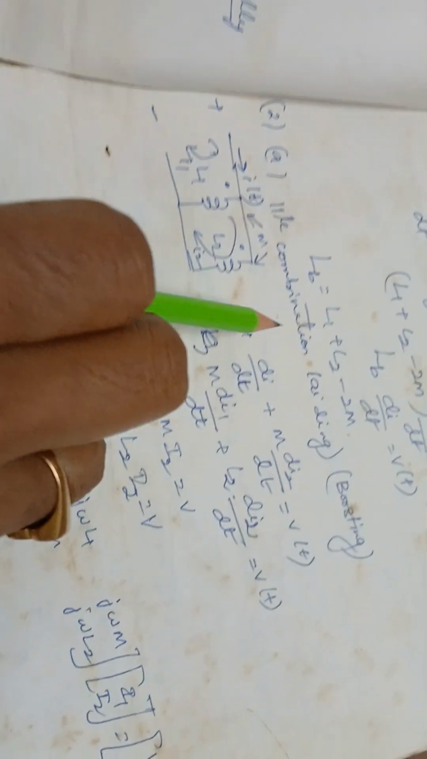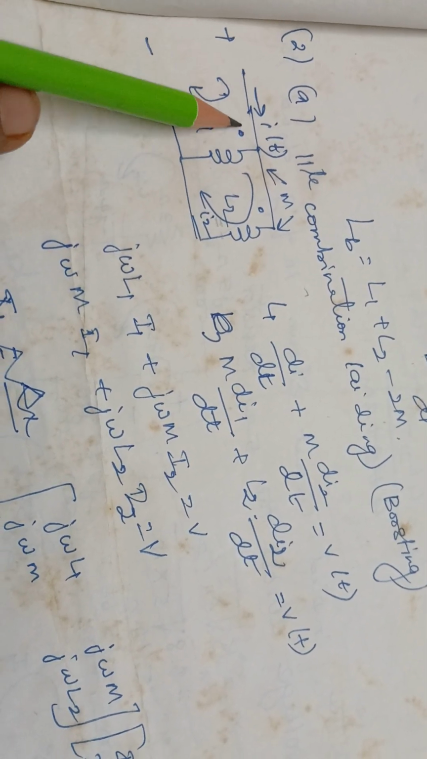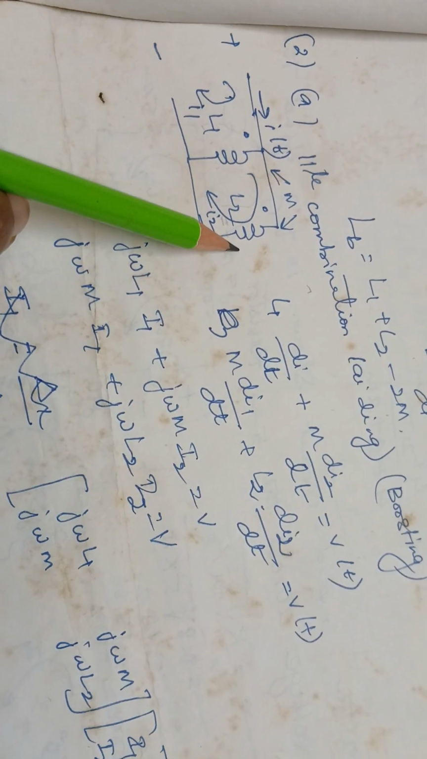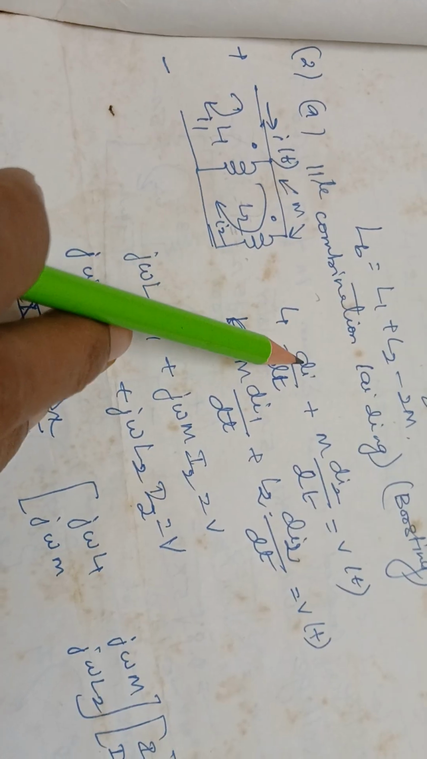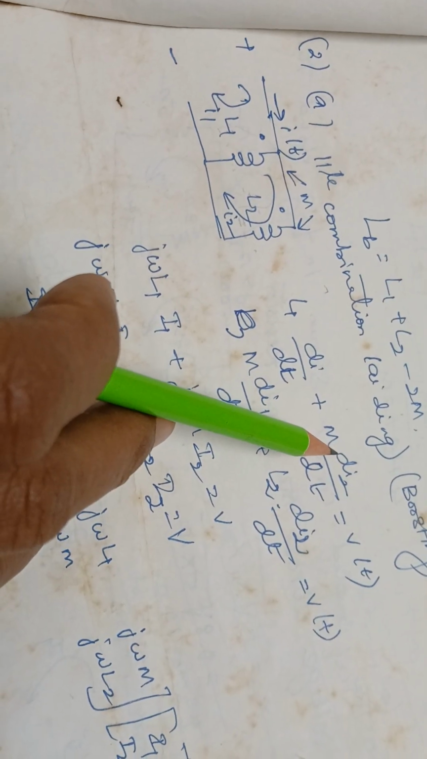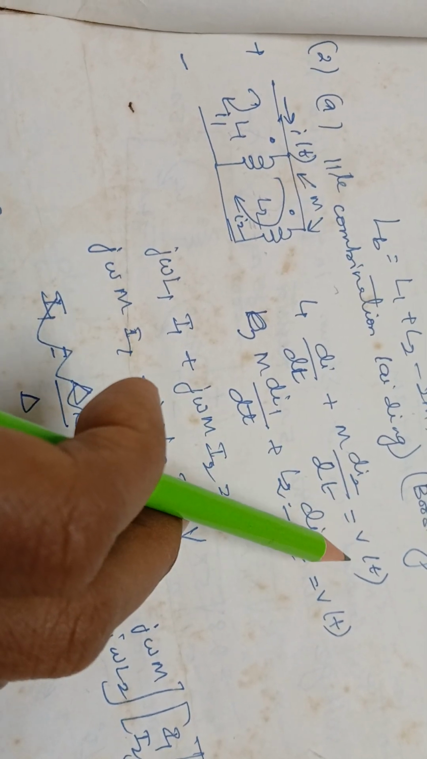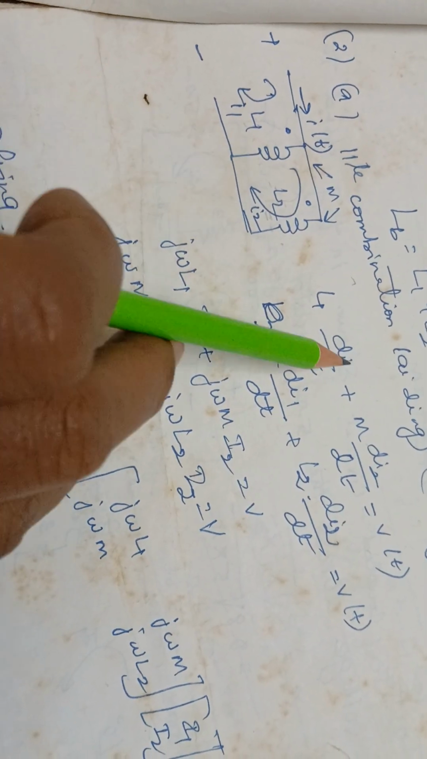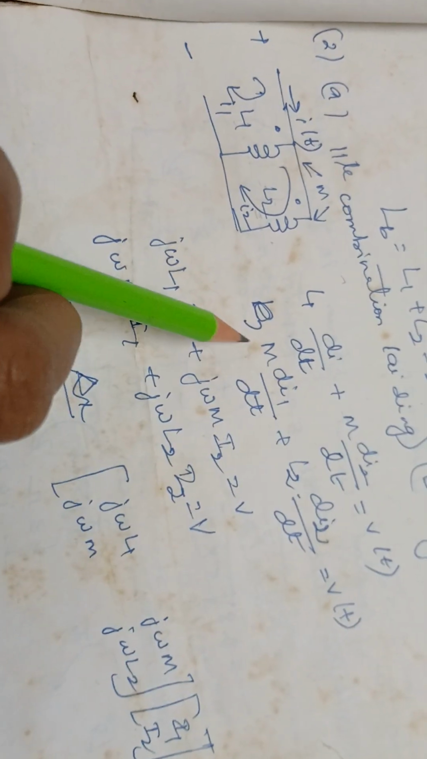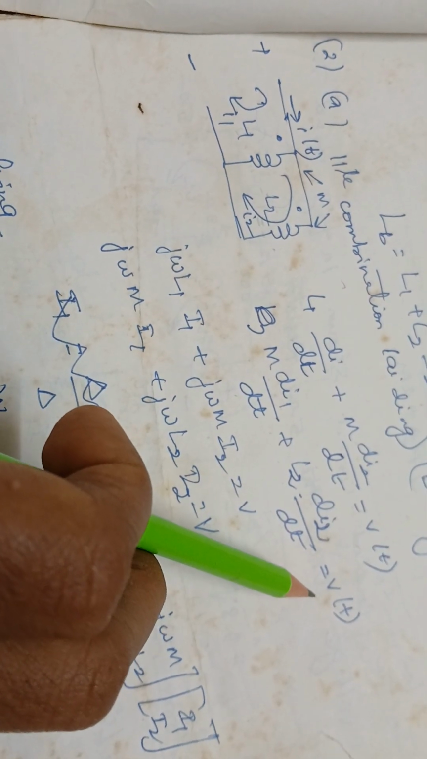Here the parallel combination is called aiding or boosting. So this is a parallel of the inductance. Current is entering here, here also current is entering, so it is aiding, the same sign will be there. So L1 into di1 by dt plus M into di2 by dt is equal to V(t). Here it is M into di1 by dt plus L2 into di2 by dt is equal to V(t).